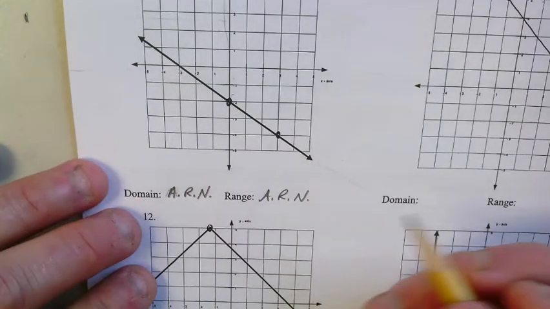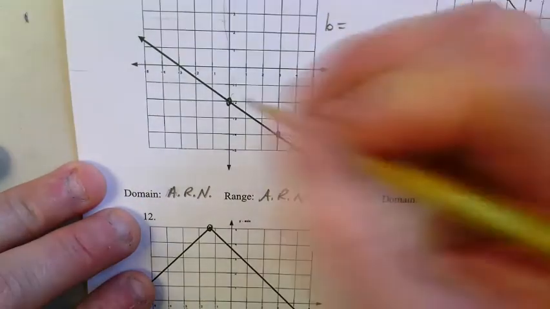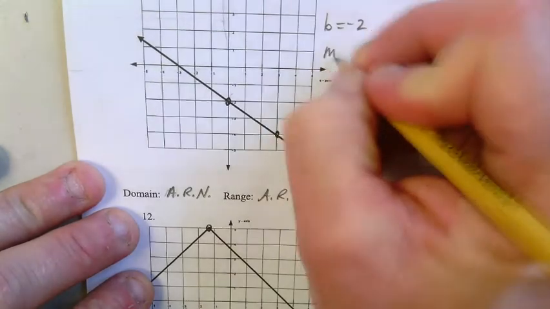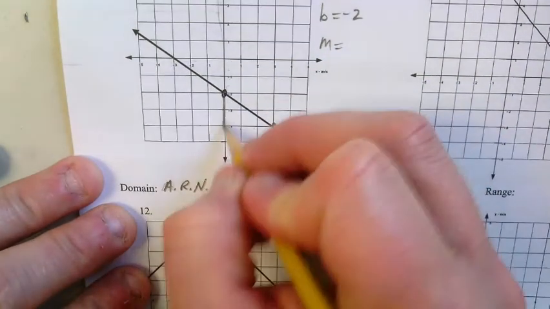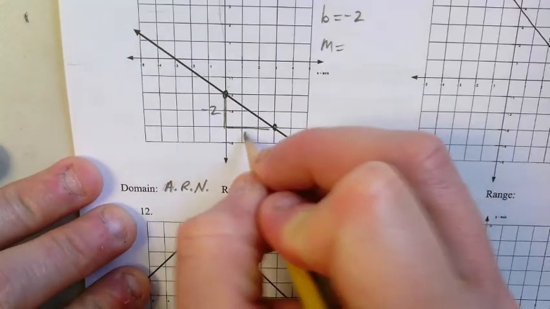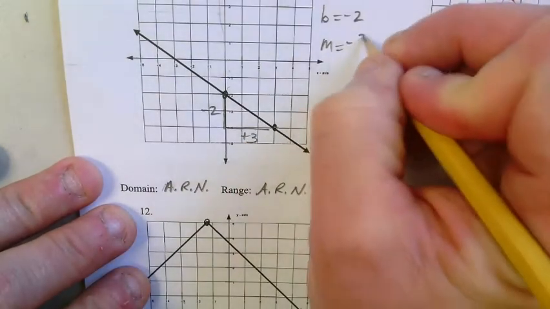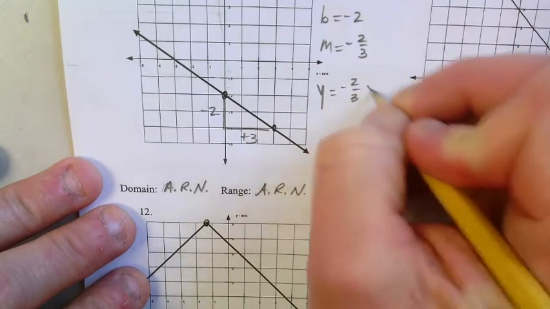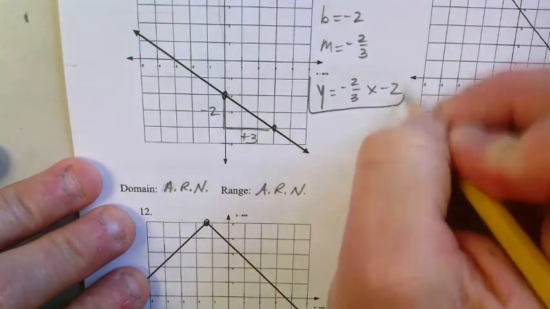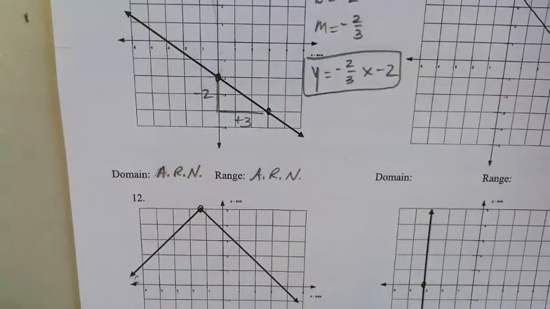Now, what's the equation? Well, my y-intercept looks like it's -2, and my slope is 1, 2, 1, 2, 3. So I have a -2 and a +3. So -2/3 slope. And right there's the equation of the line. Again, you can check that in Desmos there. Okay.